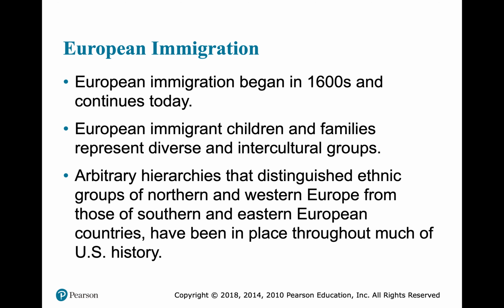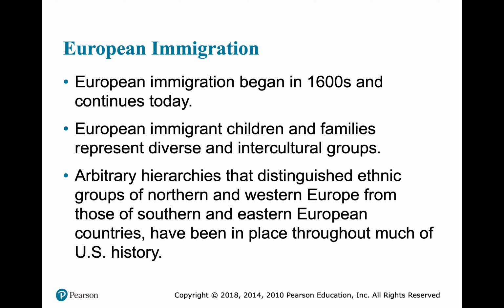Okay. So European immigration began in the 1600s and still continues today. Between 1820 and 1998, approximately 61% of the over 64 million legal immigrants in the United States came from Europe. So 61%. European immigrant children and families represent diverse and intercultural groups. So just like every other group we've talked about, very diverse, lots of within-group differences.